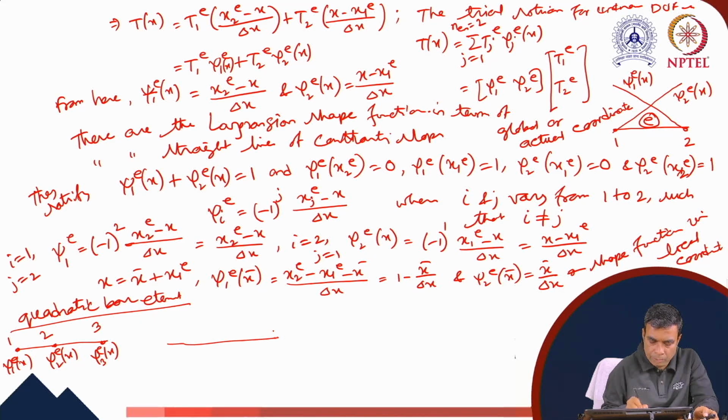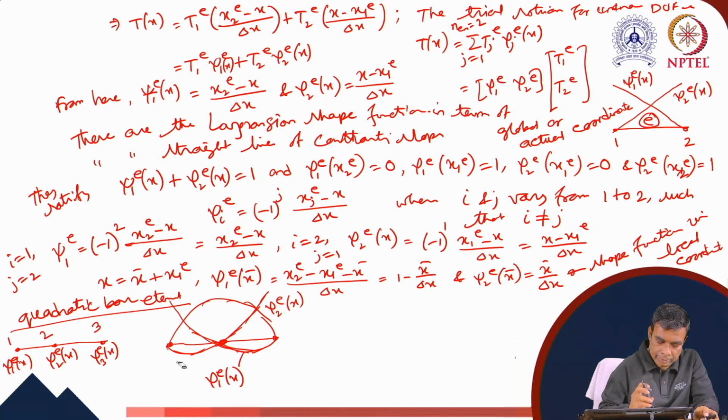These shape functions, if we plot them, so this is psi 2e(x), this is psi 1e(x), and this is psi 3e(x). So this is 1, 2, 3. So this value is 1.